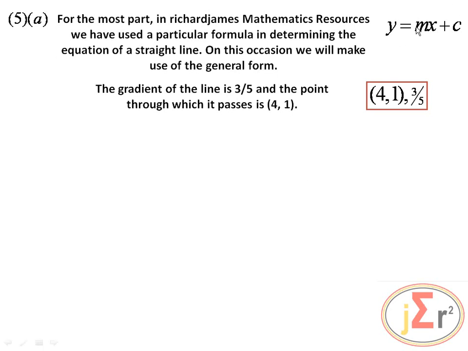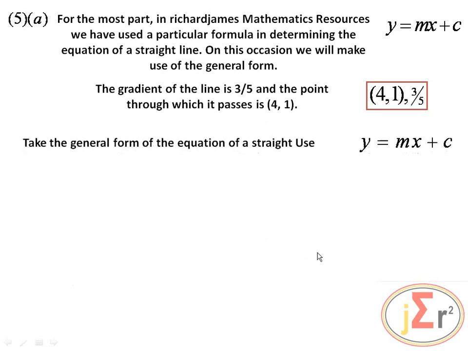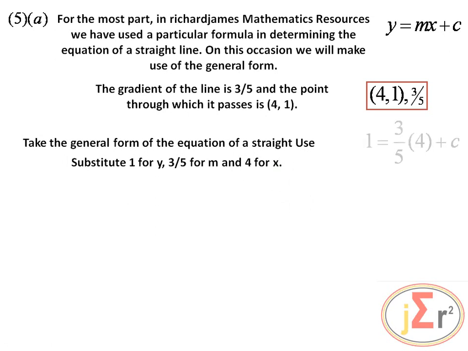Here we will substitute. m is the value of m, x is the value of x, and y is the value of y. So substitute 1 for y, 3 over 5 for the gradient, and 4 for x into that equation, and that is what we have.